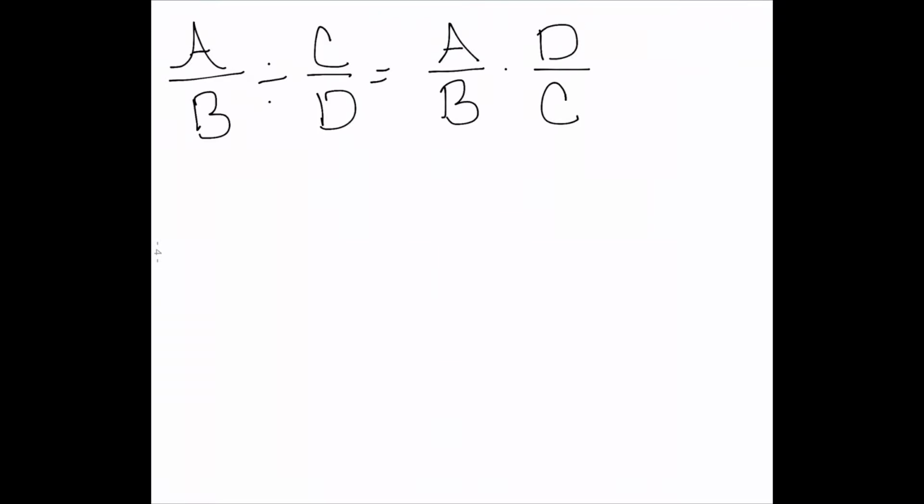Now that we've done multiplication, let's look at division. To divide fractions or rationals, we use this property: a over b divided by c over d is equal to a over b times d over c. When we divide rationals, you take the second fraction and you flip it and multiply.